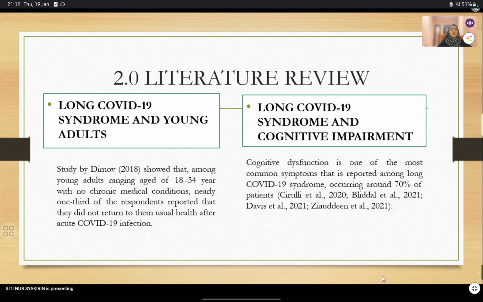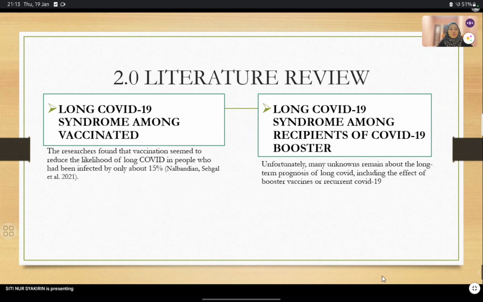And also long COVID-19 syndrome and cognitive impairment are reportedly one of the difficulties to focus in class because of the brain fog resulting from this long COVID-19 syndrome. There is also a study on long COVID-19 syndrome among the vaccinated, showing a lower percentage of getting long COVID-19 because of the vaccine.